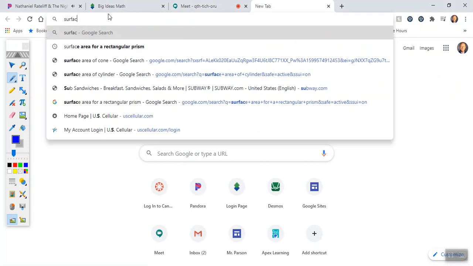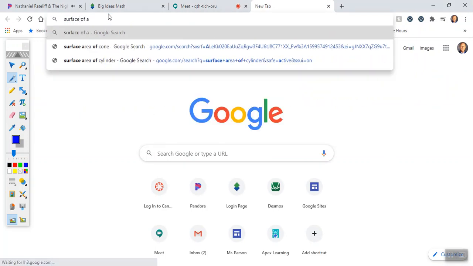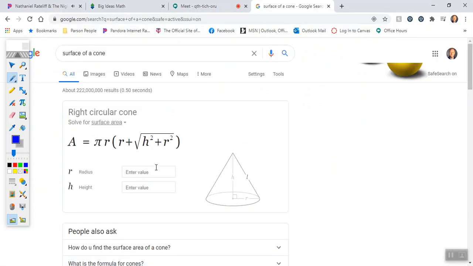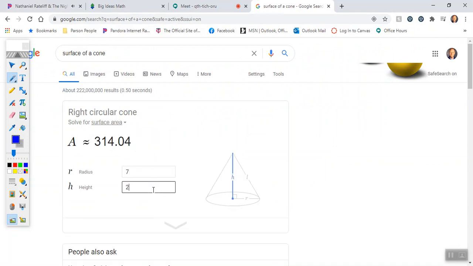So surface area of a... All right, kids, what do you want to put in for the radius again? 7. And what did we say the height was there again? 24? Okay, so what do we get there for surface area, kids? 703.7. Yep.